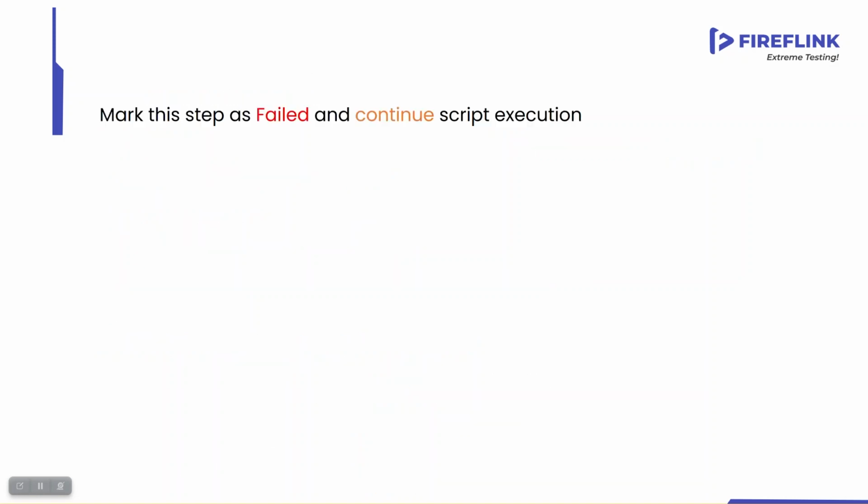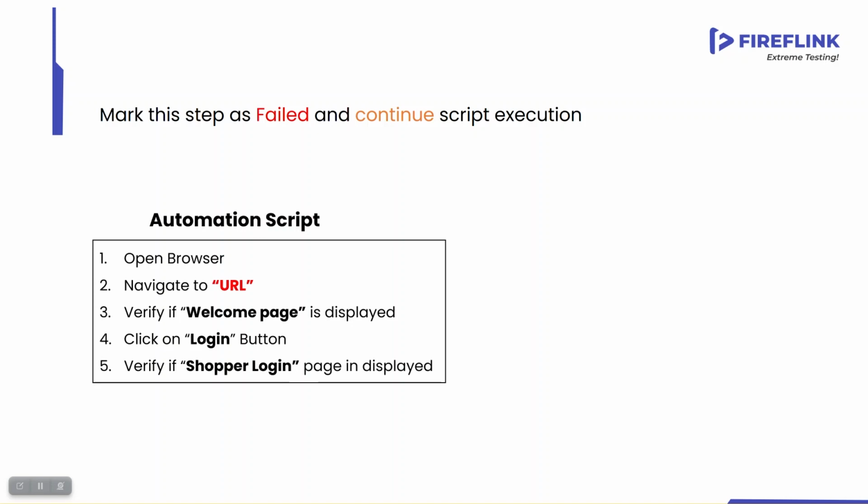The first one is mark the step as failed and continue the script execution. Even though the step is failing, I want to continue the script execution. That is the meaning of this particular checkpoint. Now let me take the same script where my first step fails. My first step will get the status of failed because I am saying mark the step as failed. And I am saying continue the script execution, so it will try to execute navigate to URL. It will again fail, right?